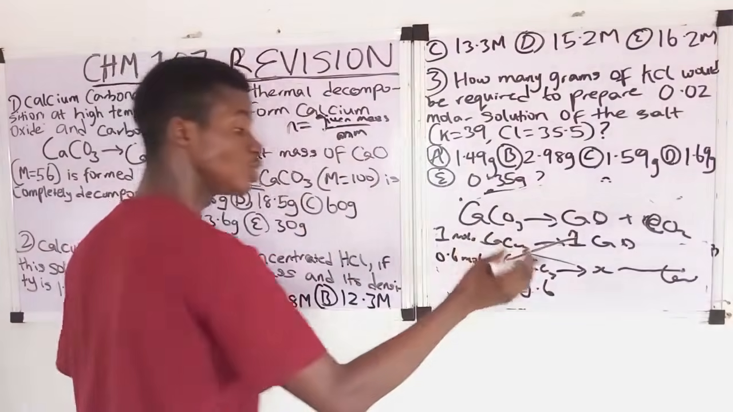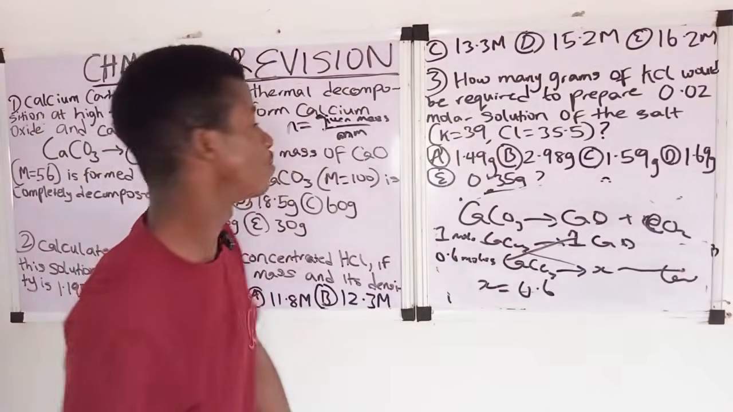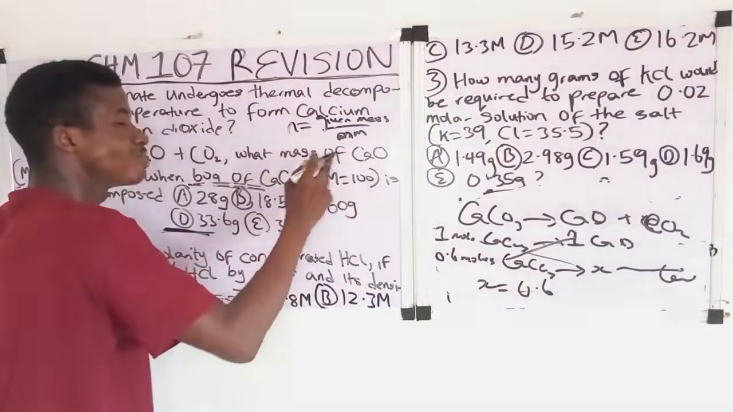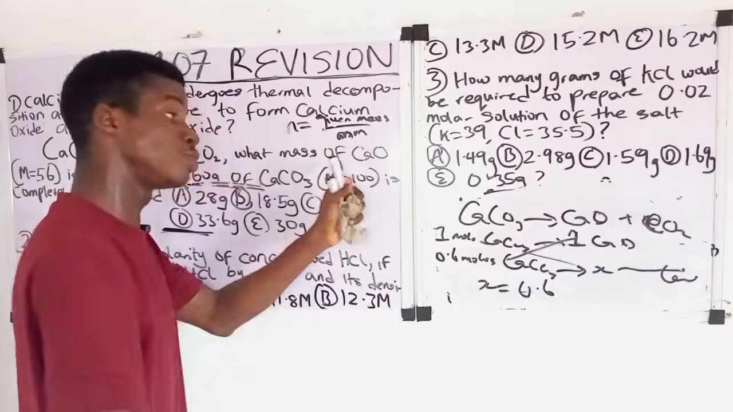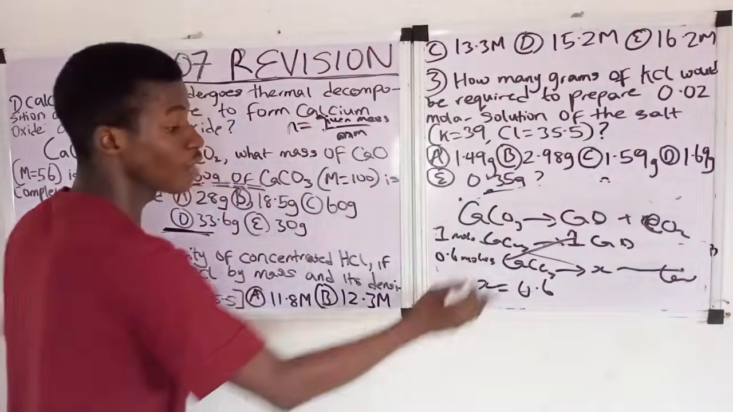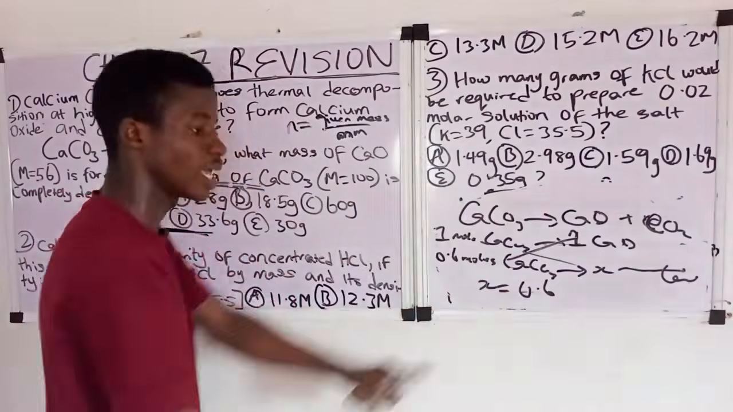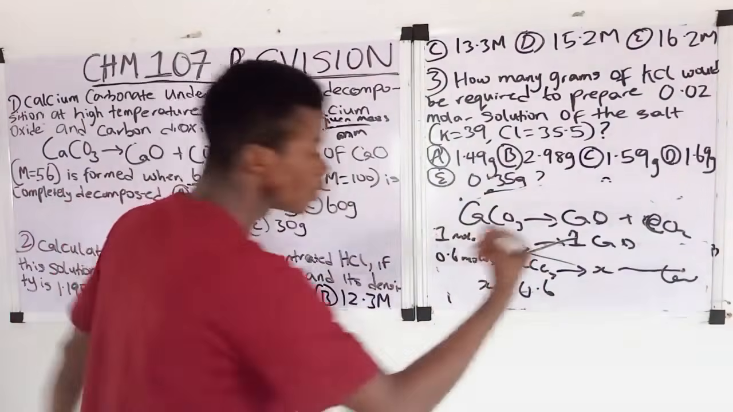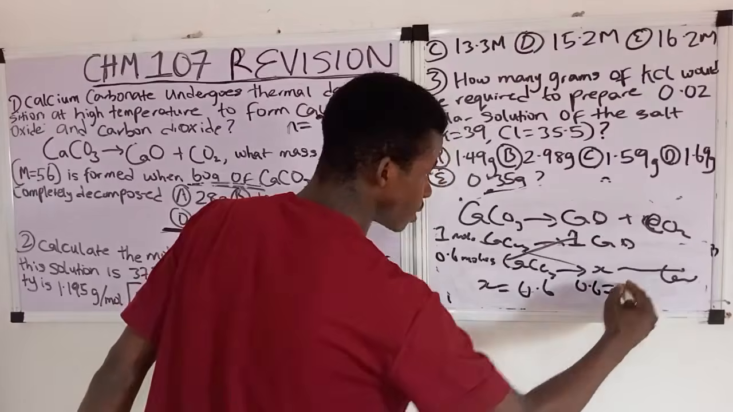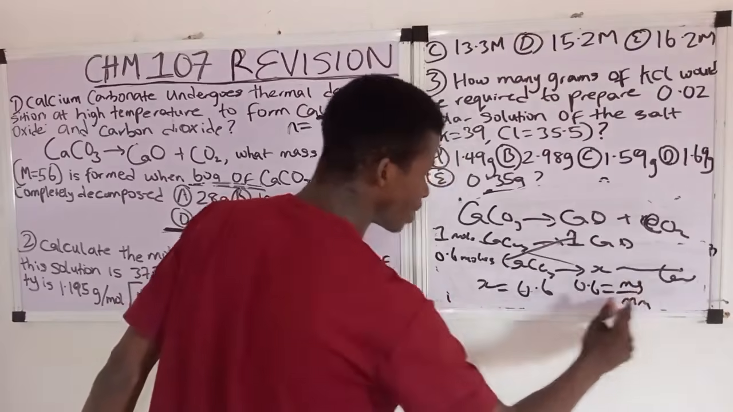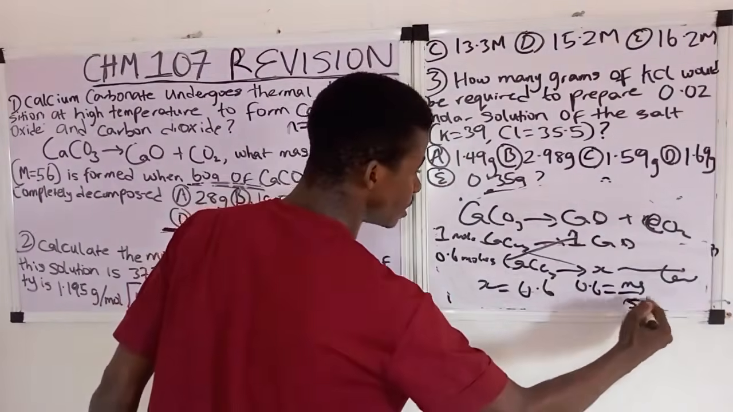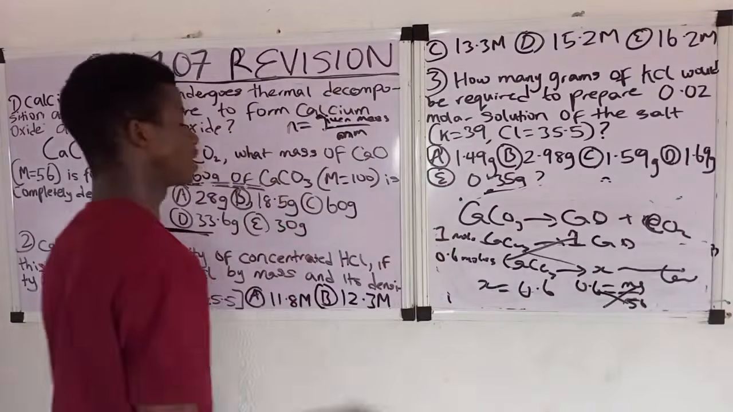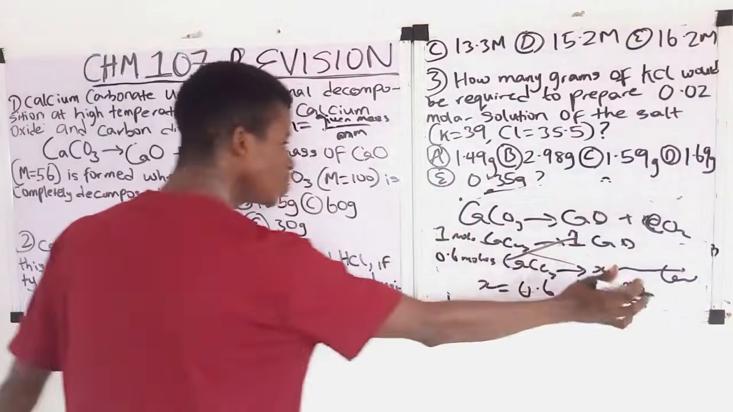Then since you got the mole, you convert this mole back to mass, because they ask for what mass of calcium oxide. We are looking for the mass of calcium oxide. We have already got the mole of calcium oxide to be 0.6. So once you have the mole, the mass is mole times molar mass. The molar mass of calcium oxide is 56. If you cross multiply, you get the mass.